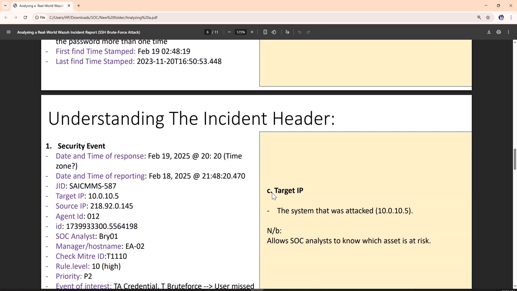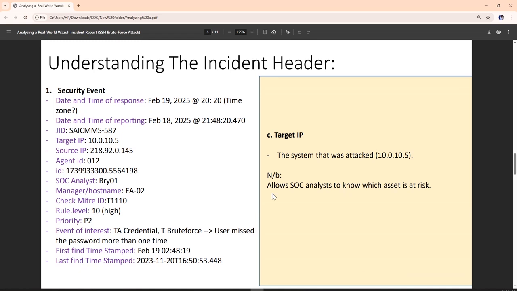So the next will be the target IP. The target IP is the system that was attacked, 10.0.10.5. This was the system that was attacked. The note: this allows SOC analysts to know which asset is at risk.